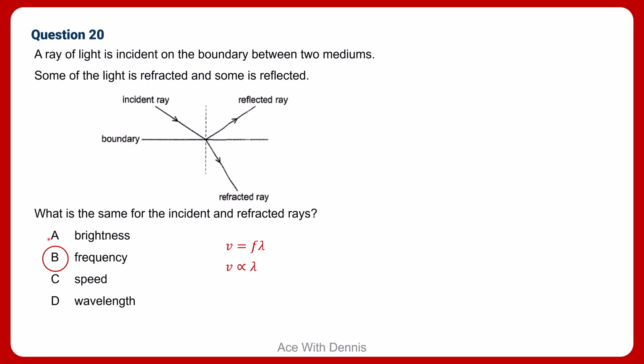For option A, brightness, as you can see, some incident rays are refracted and some are reflected. Hence, the brightness of the incident ray will be greater than the brightness of the refracted ray. They cannot be the same. Therefore, there is only one answer, which is B, frequency.